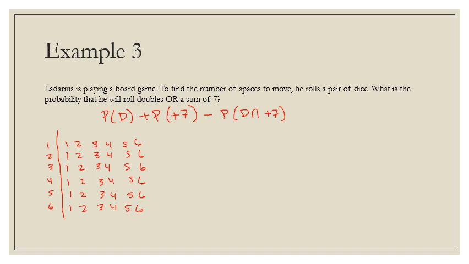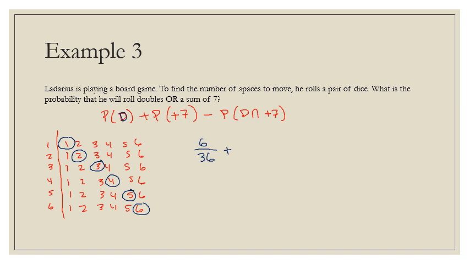All right, so probability of doubles. How many doubles do we have in here? Okay, so I'm going to do probability of doubles in blue. Okay, so you could have 1, 1, 2, 2, 3, 3, 4, 4, 5, 5, or 6, 6. So 6 choices out of 36 is our probability of doubles.